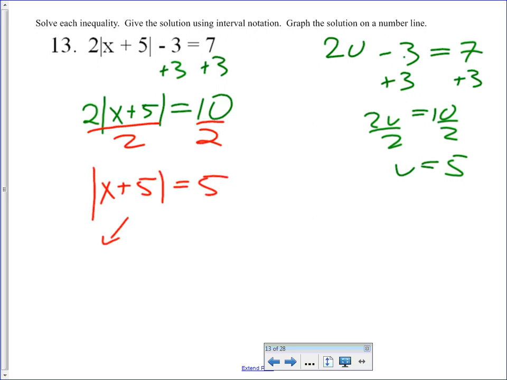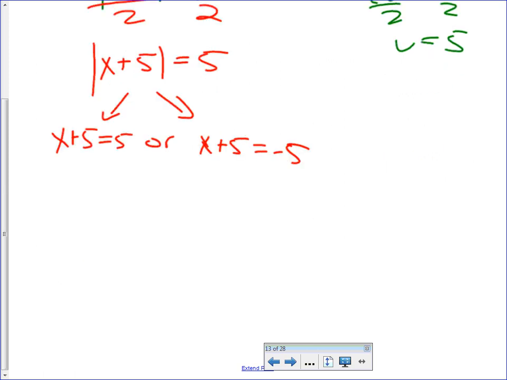Now I can create my two different equations. And when it's equal, it's easy. It's either x plus 5 equals 5 or x plus 5 equals negative 5. We'll just solve both of those. I'll get either x equals 0 or x equals negative 10.